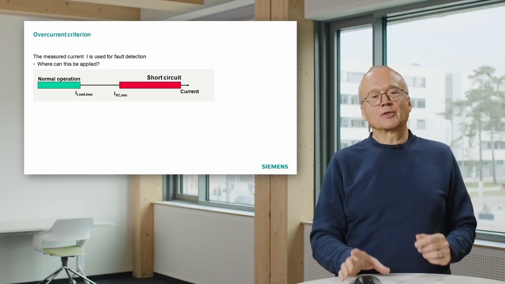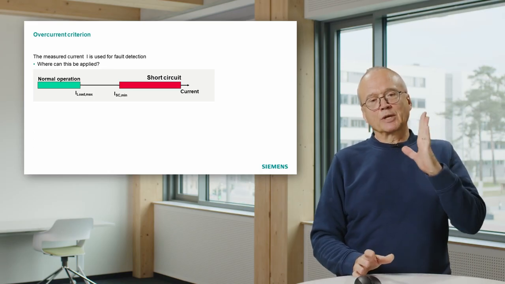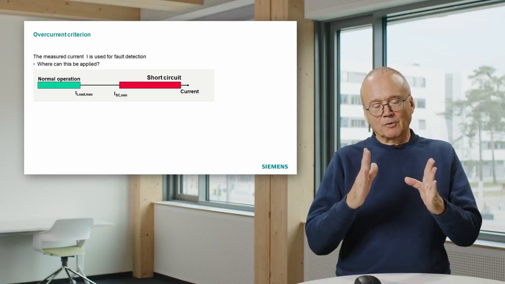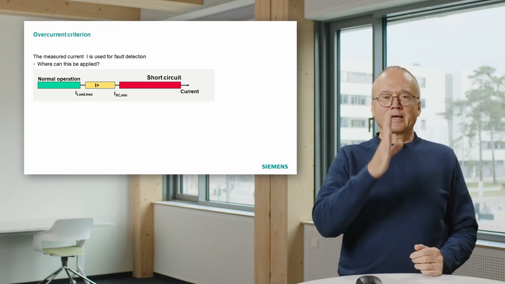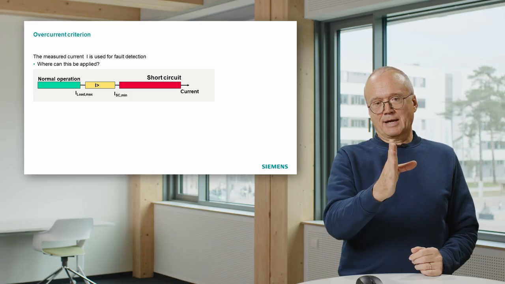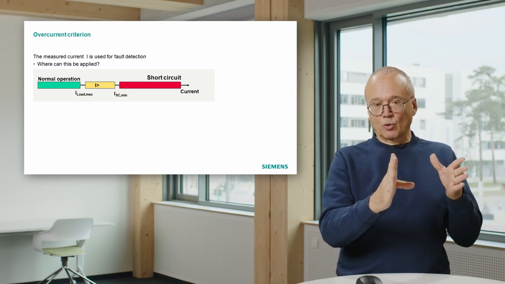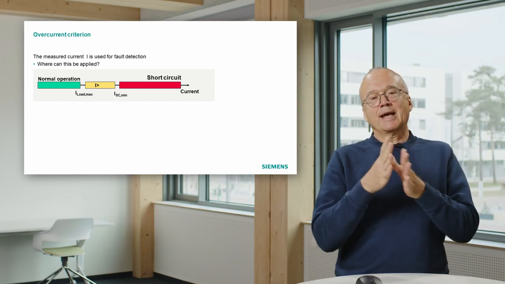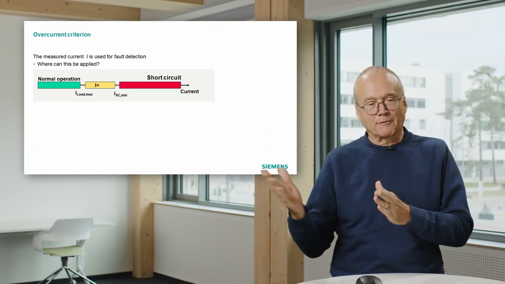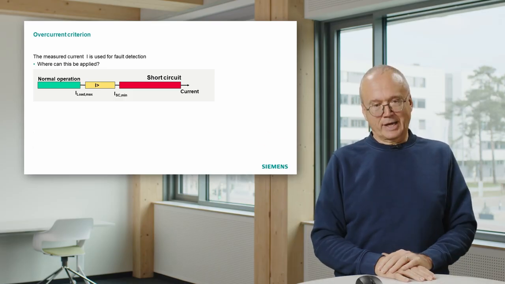And if we now see that we have a gap, as in this diagram, between the maximum load current and the minimum short circuit current, then we can make a setting somewhere in between and say, okay, in this gap, I define a limit. As long as the current is below this limit, I consider this as normal operation. And as soon as the current is above that limit, I consider that as a short circuit and will react on that.